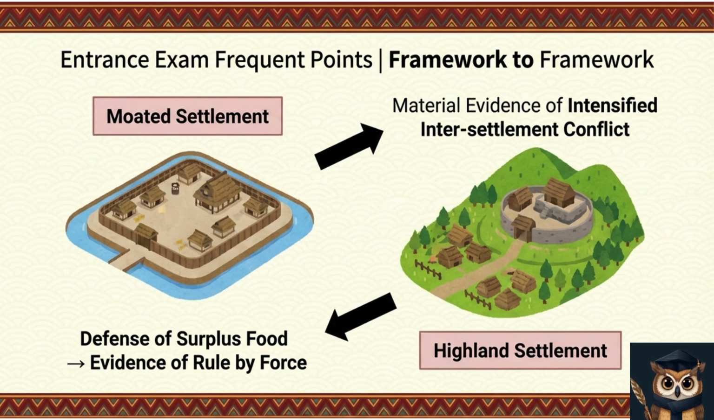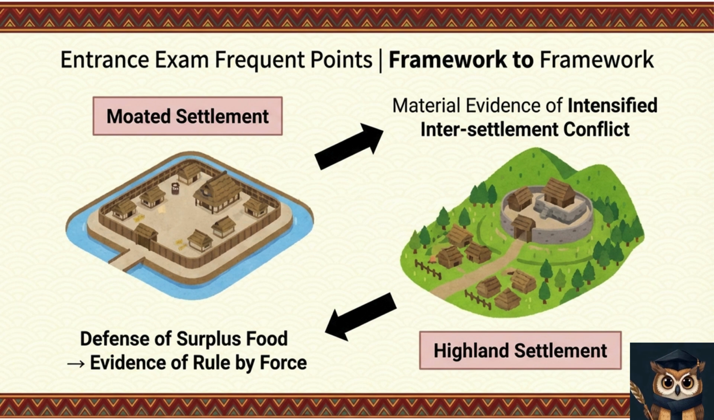What does a moat defend? The granary, the stored surplus rice that represents months of food security and years of planning. The moat is not primarily a defense of people, it's a defense of wealth. This is exactly what the slide means when it says, defense of surplus food, evidence of rule by force. The moat makes the causal chain tangible.